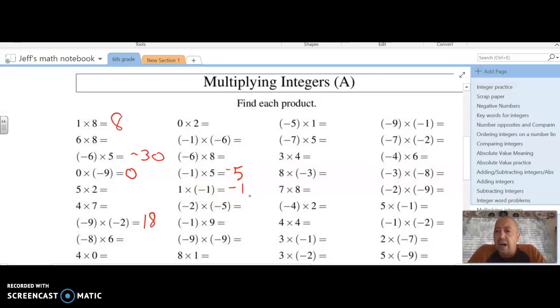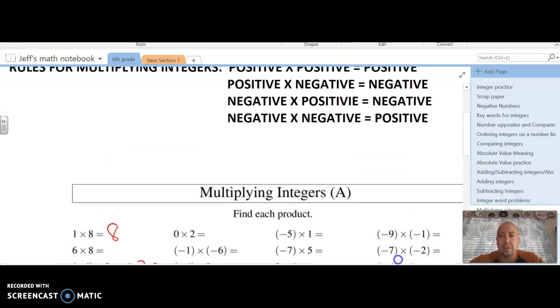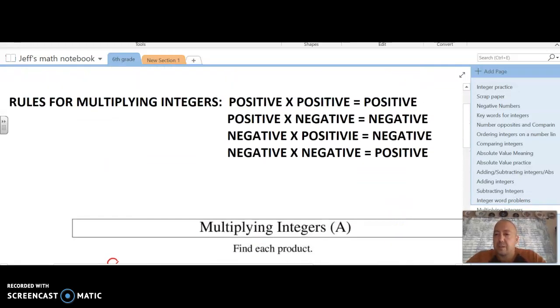So if you see an odd amount of negative signs, your answer is going to come out to be negative. If there's an even amount of negative signs, your answer is going to come out to be a positive. Keep that in mind as well. But we use these rules to guide us to what our answer should be.